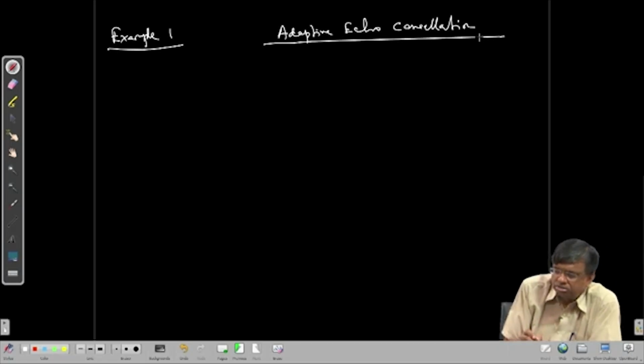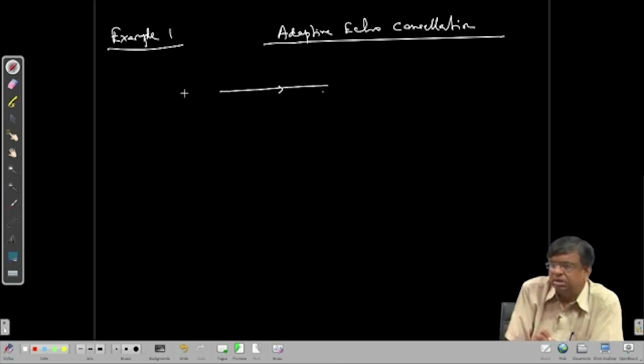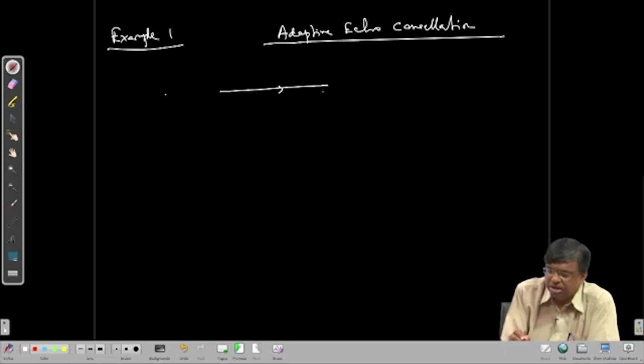What happens? Consider a telephone line. Actually, this is not a single line. Along with this, there is a ground line, but I am not showing the ground line. This is common for all places. So, a speech signal from a distant speaker comes to this end, and there is something called a hybrid device.